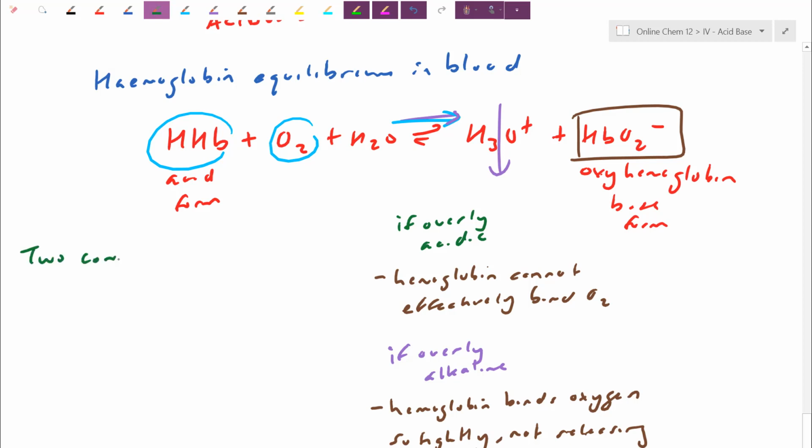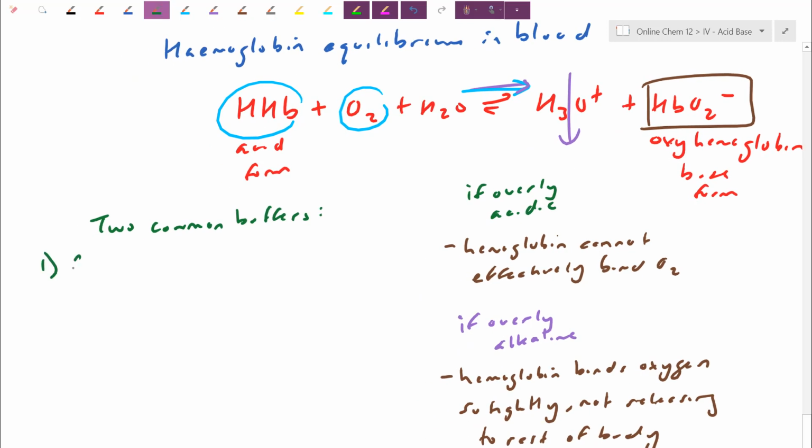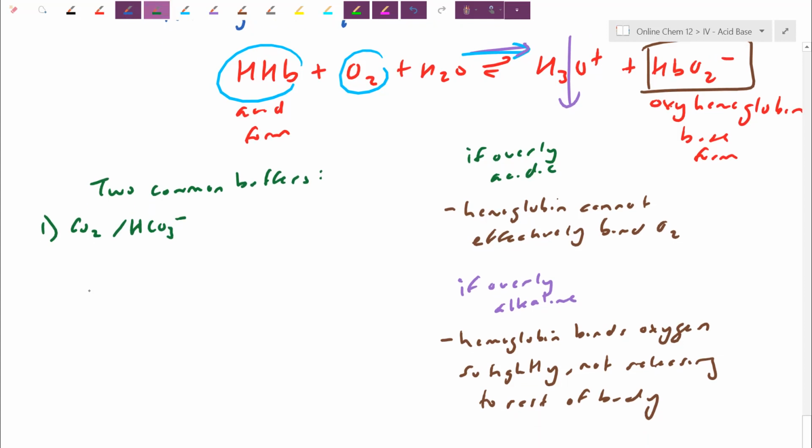So I'm just going to hint at these two buffer systems in the blood. Two common buffers that we have. One buffer is a CO2 bicarbonate buffer, HCO3 minus buffer. That equilibrium is with the carbon dioxide that we breathe out, carbon dioxide gas, which is in equilibrium with soluble carbon dioxide. This is dissolved carbon dioxide.